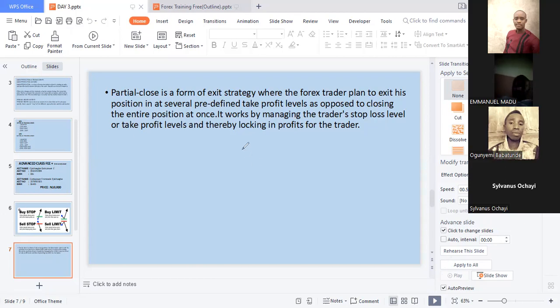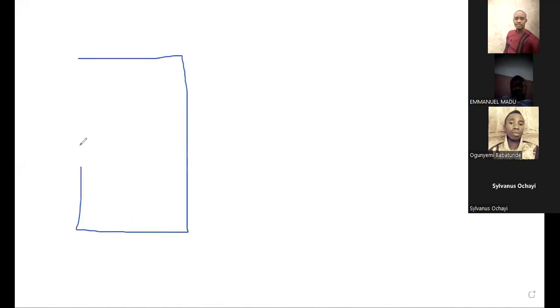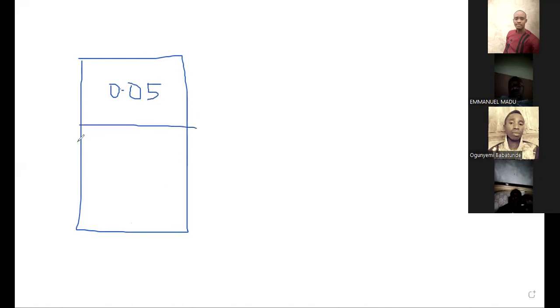Let's say we have made a trade running in the market. So if we have this trade running in the market, let's say you have a lot size, and let's say you have a currency pair, and the currency pair is actually Euro USD.